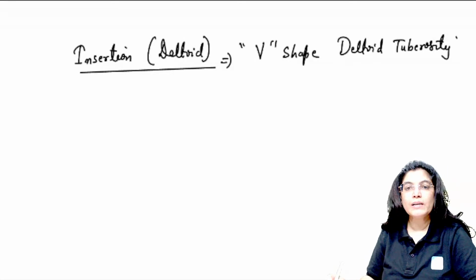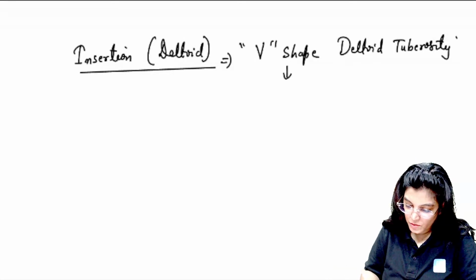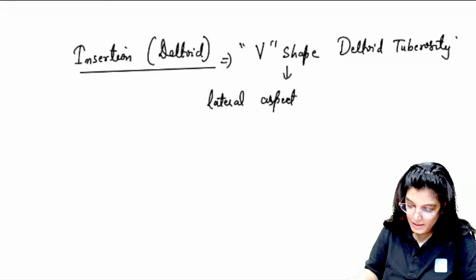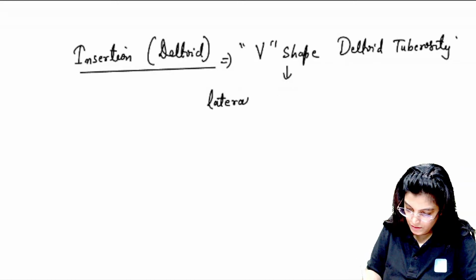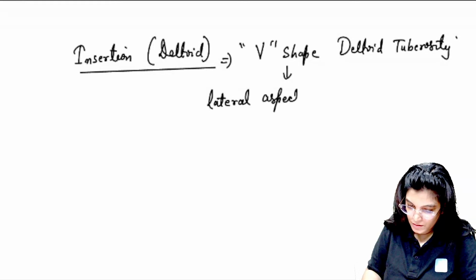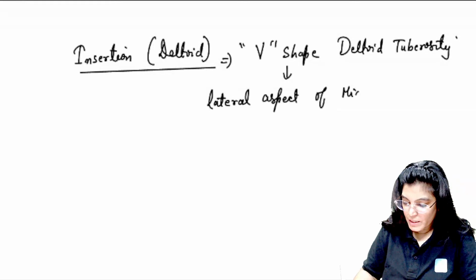And this V-shaped deltoid tuberosity is located where? It is located in the lateral aspect of the mid shaft of humerus bone.